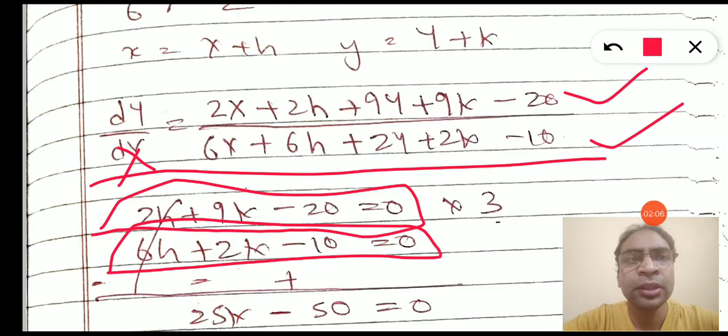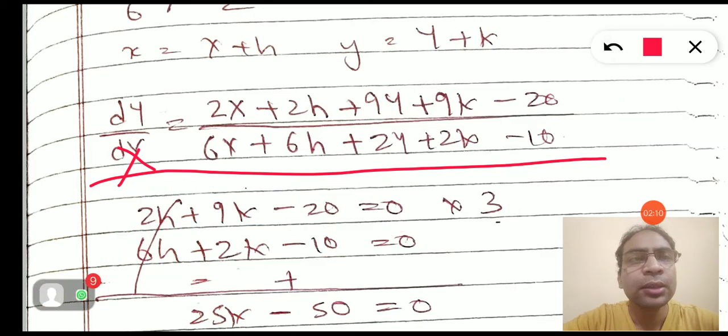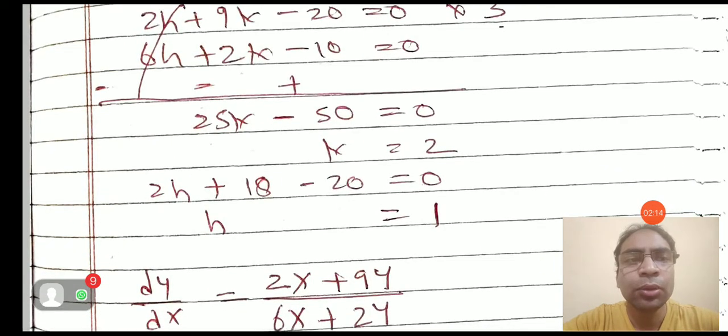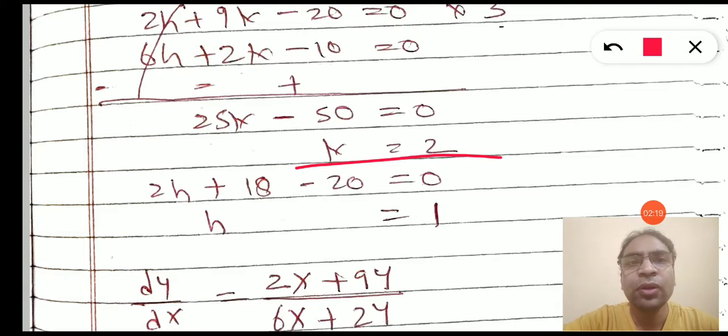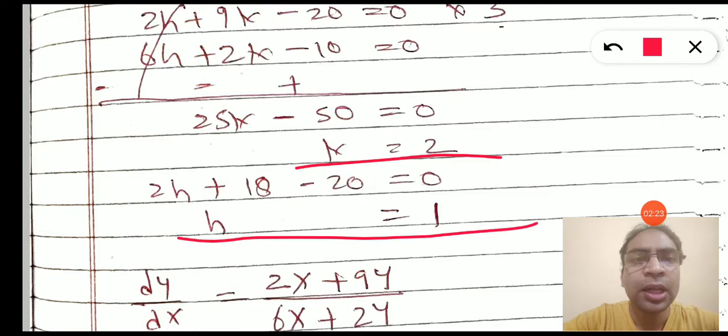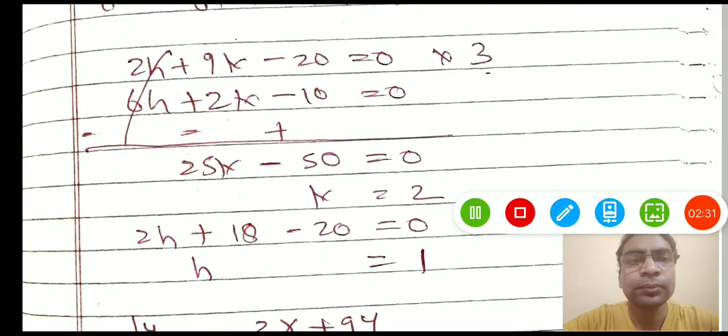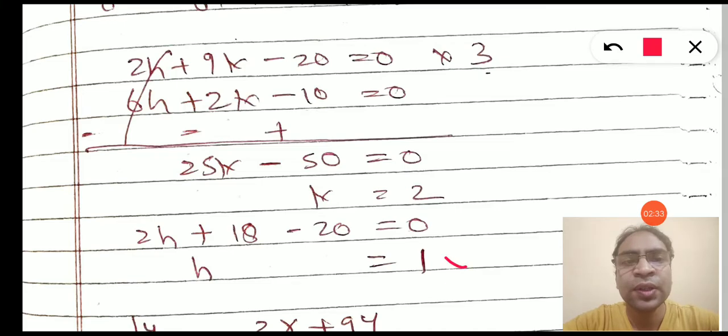On solving these for h and k, we can see that k is coming equal to 2. We can solve these two algebraic equations by performing addition, subtraction and multiplications. You can see what I have done here, and h is equal to 1. So once we solve these two equations, we have h equal to 1 and k equal to 2.